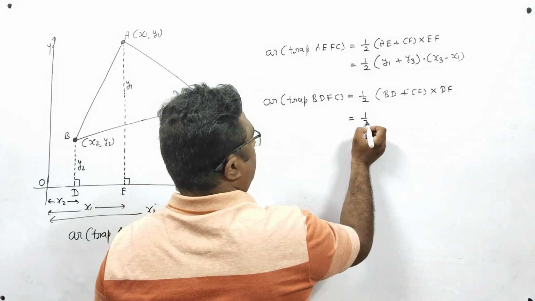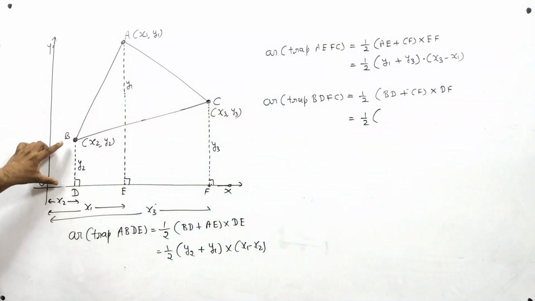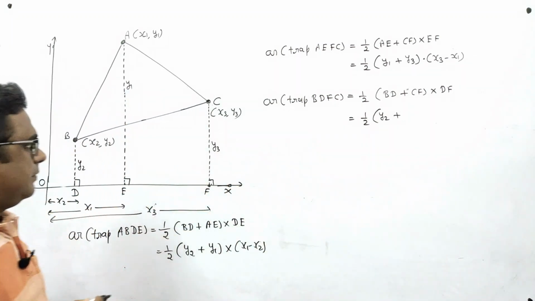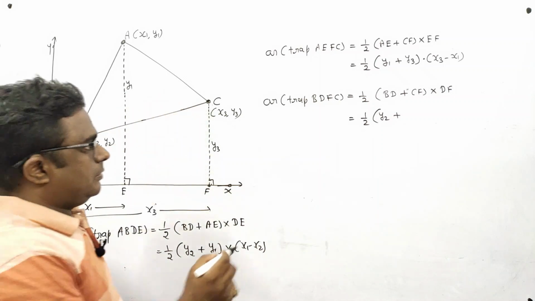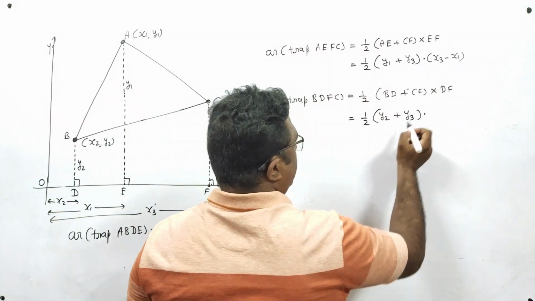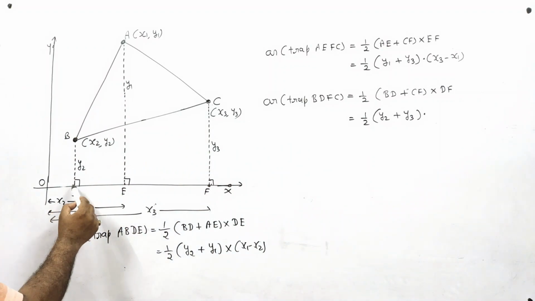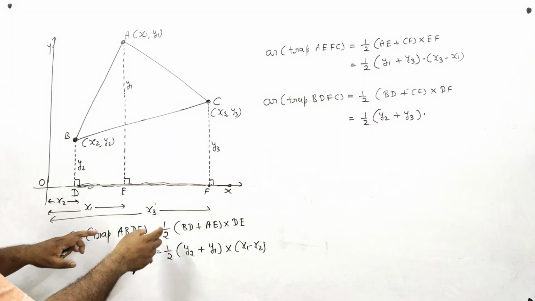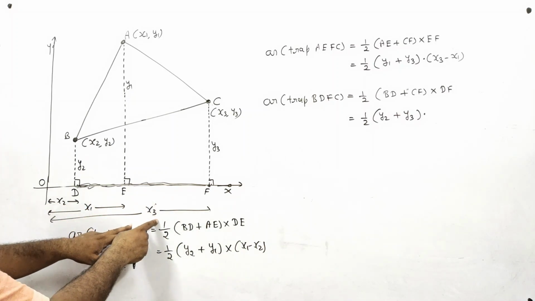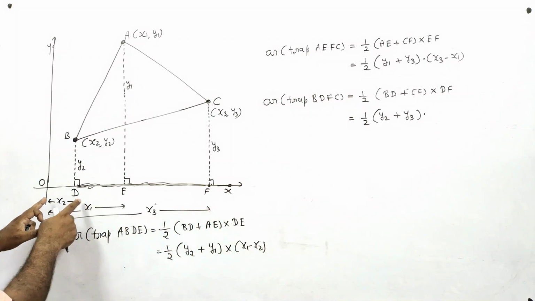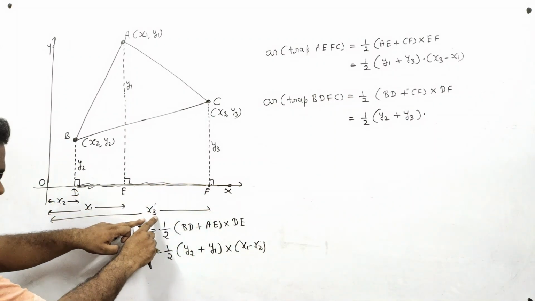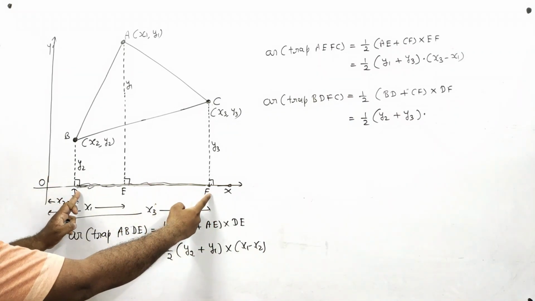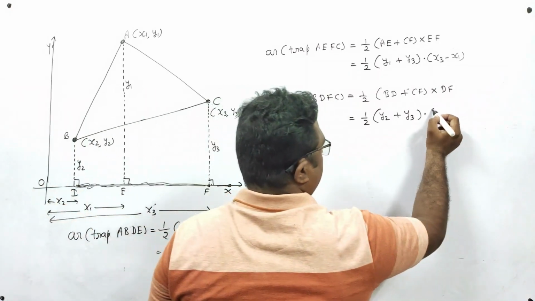Let us put their values. What is the value of BD? The value of BD is y2. What is the value of CF? The value of CF is y3. And DF means this much part, and this can be obtained by subtracting x2 from x3. If from x3 I subtract x2, then this will be left. So x3 is this, x2 is this. From x3 subtract x2, DF will be left, x3 minus x2.